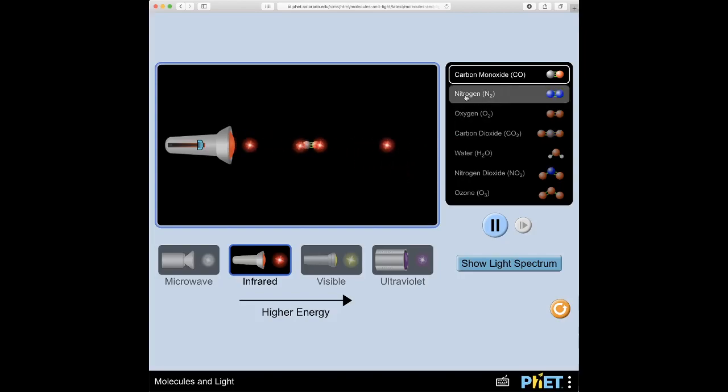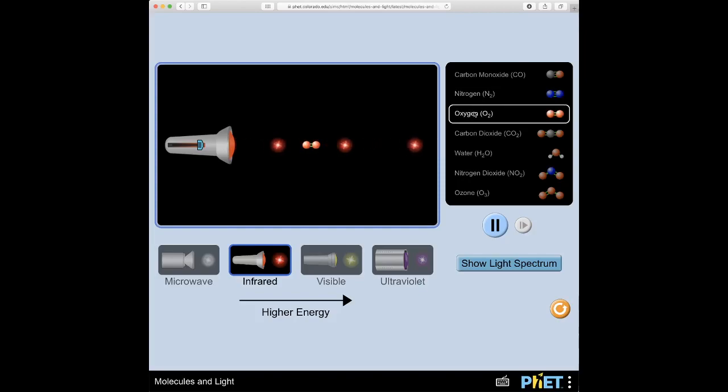Okay, how about nitrogen? Nothing. Once again, nitrogen has no reaction or effect to infrared light. How about oxygen? Nope, still nothing there. How about carbon dioxide? Check it out. Same effect as the carbon monoxide, but don't worry about the carbon monoxide. That's not something we think of as being on Venus. I'm sure there's some there, but it's not part of our conversation.